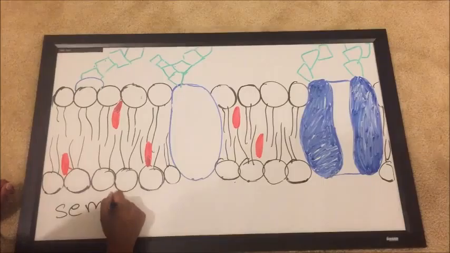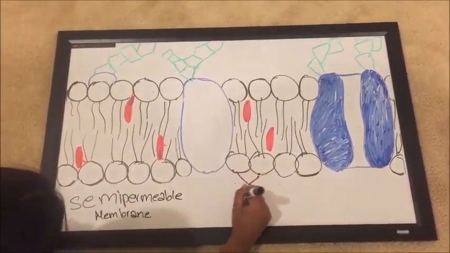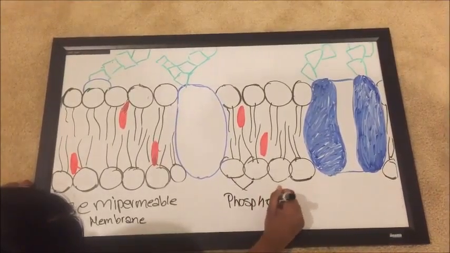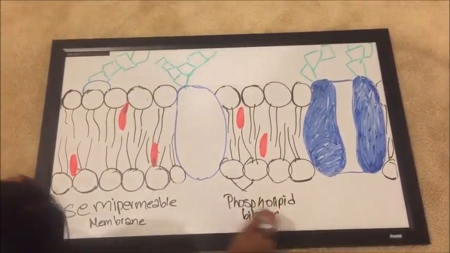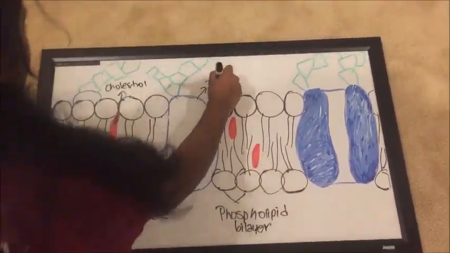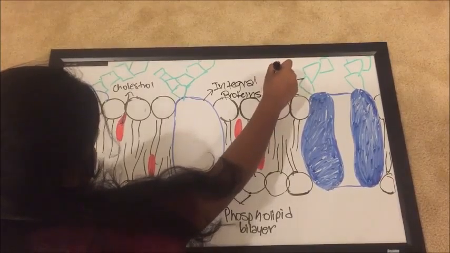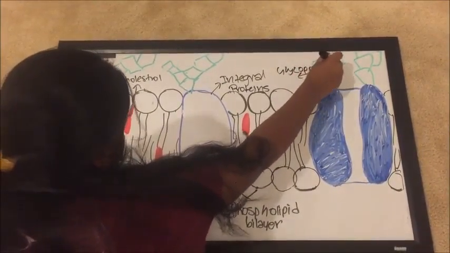The cell membrane is a semi-permeable membrane. It's composed of a phospholipid bilayer, cholesterol, integral proteins, glycoproteins, and protein channels.